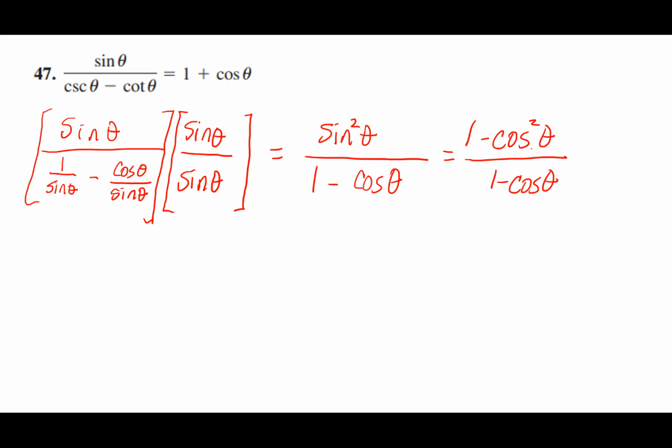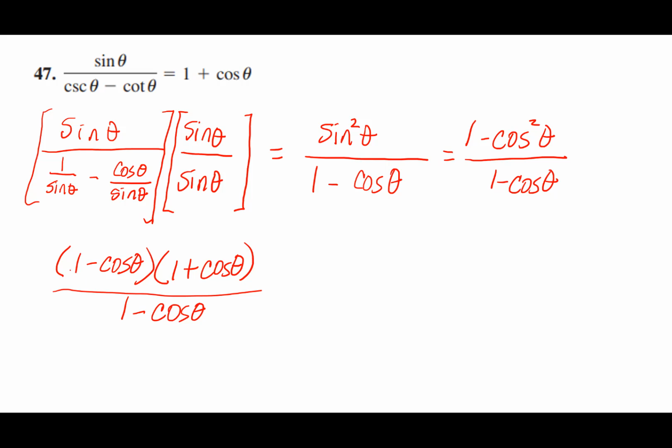And that should immediately make me think about the difference of squares. The numerator is the difference of squares, so I'm going to factor that into the conjugates: 1 minus cosine theta times 1 plus cosine theta. And then the denominator is going to cancel out with 1 minus cosine theta. And you got what you wanted, 1 plus cosine theta.